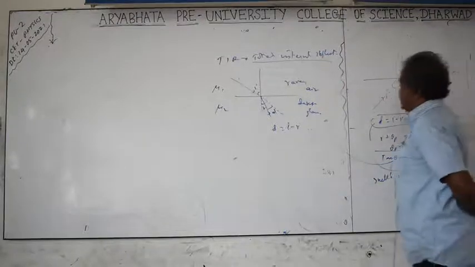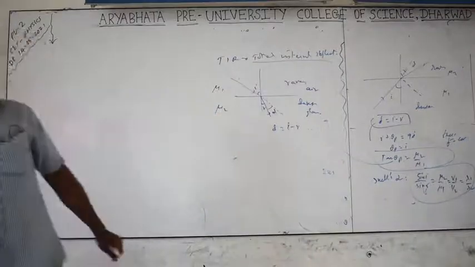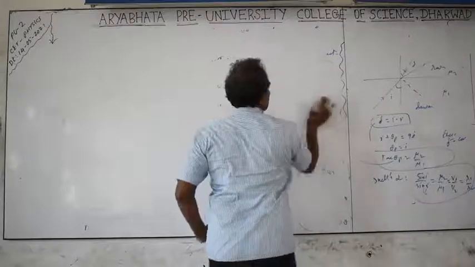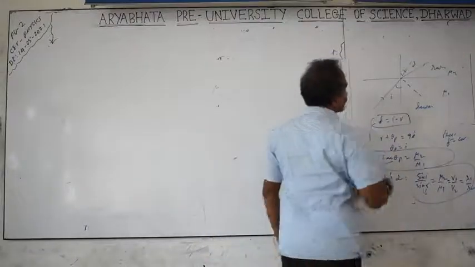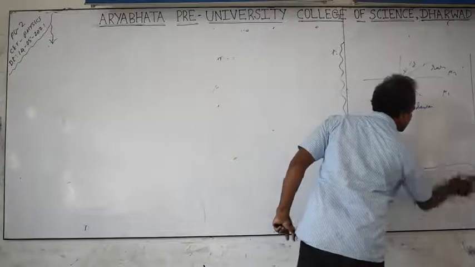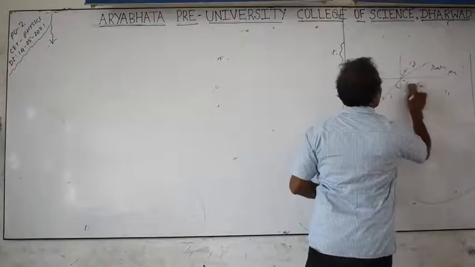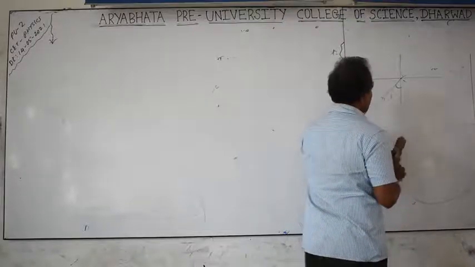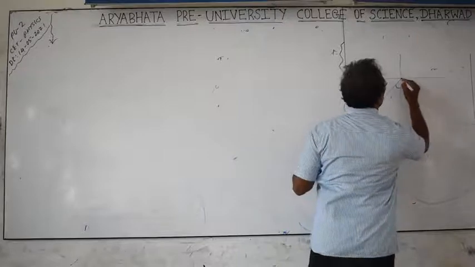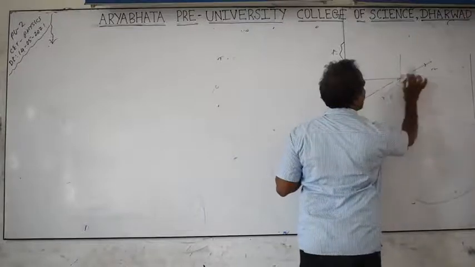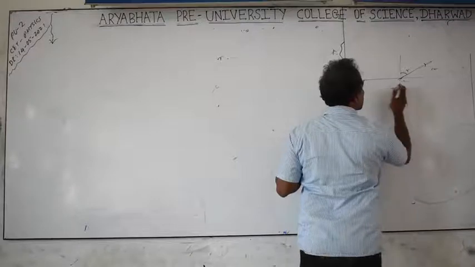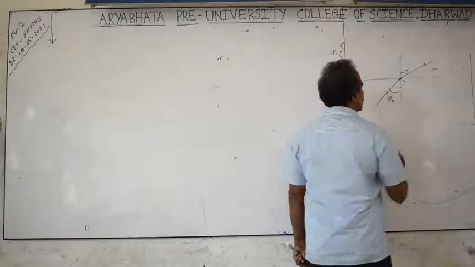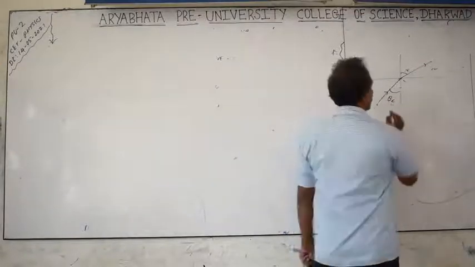But here, for the second case, when the light is traveling from denser to rarer medium, if the angle of incidence i increases, r also keeps on increasing. At a particular angle of incidence, called the critical angle, I will denote it as theta c. They may give it as c, but don't get confused with the speed of light c. So I am mentioning it as theta c.